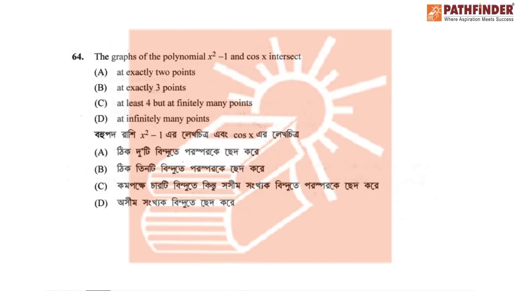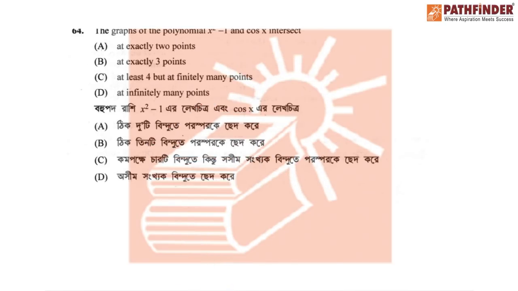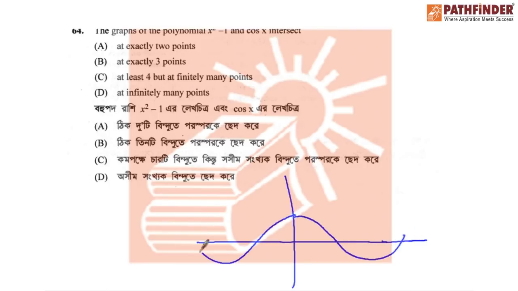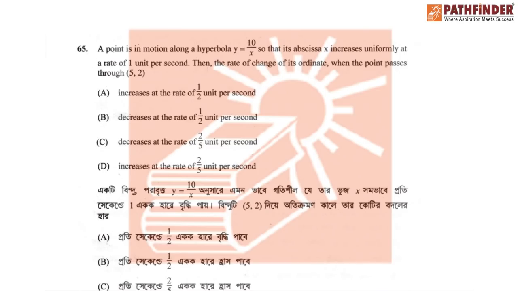Question number 64. x square minus 1 and cos x. We know the graph of cos x. Graph of cos x is something like this, and graph of x square is something like this, and x square minus 1 is something like this. So they intersect two times, once in the positive direction, other in the negative direction. So at exactly 2 points. Option A.